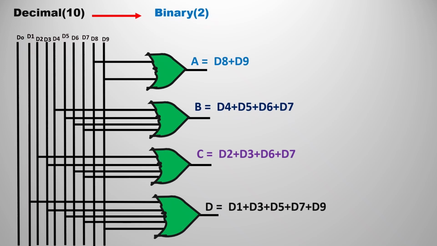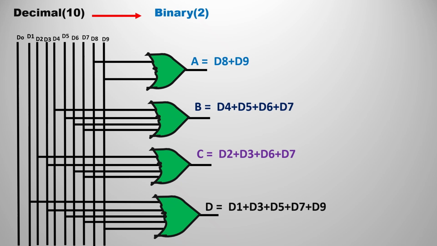So in the same fashion, you can also find the output expressions for C and D. For C, down the column, you need to find the ones and correspondingly find the min terms, that is D2, D3, D6, D7. In the same fashion, find the output expression for D also, and add up all of them.